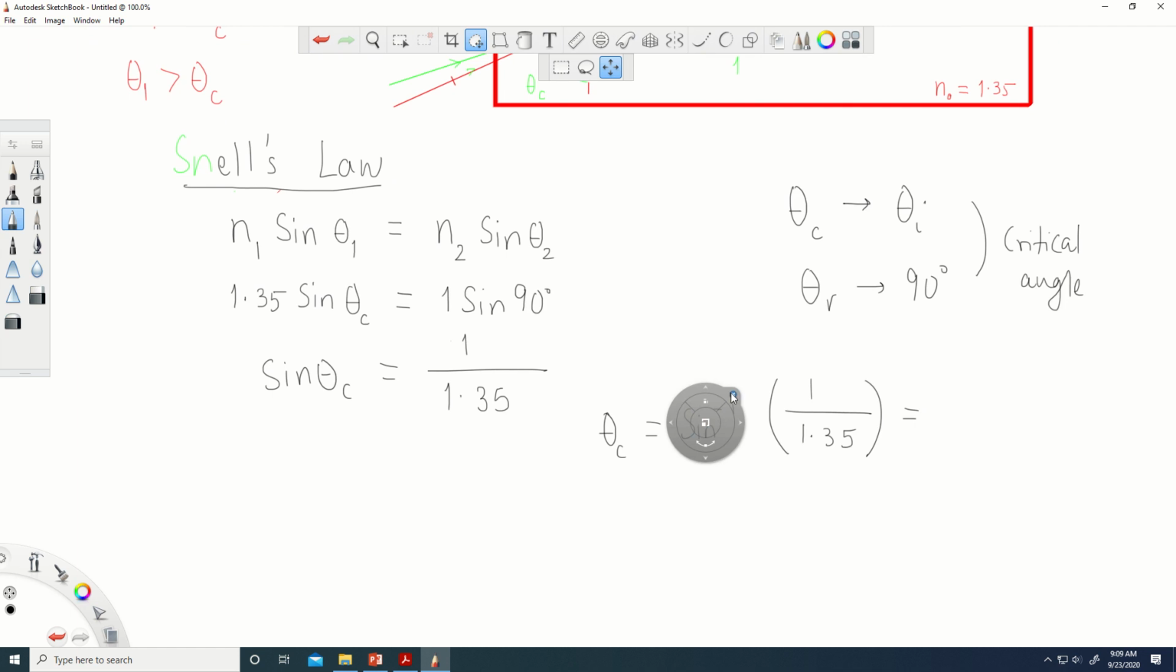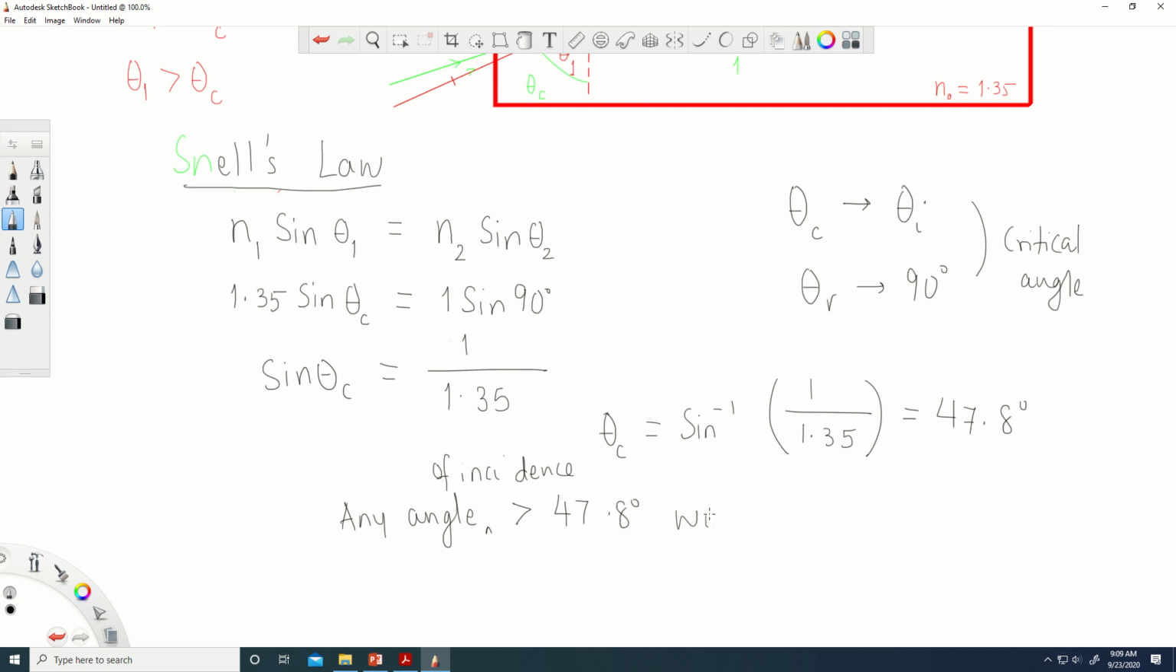Anyone has answer for that? 47.8. Okay, so that's the critical angle, and the answer for this question would be any angle of incidence that is greater than 47.8 degrees will result in total internal reflection, TIR. So that's how you do number 1. Okay.